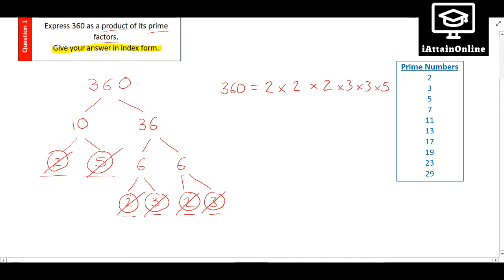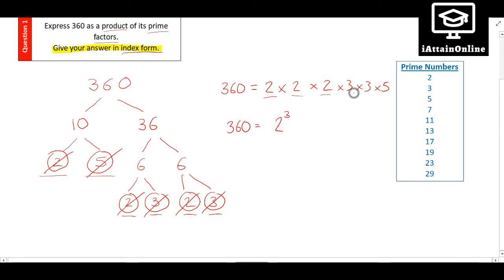I have seen students put a plus in between rather than a times. Remember, a product is what we get when we multiply numbers together, so it has to be a times. Okay, the index form bit means you're going to be using powers or indices. So instead of 2 times 2 times 2, I could write 360 equals 2 to the power of 3.